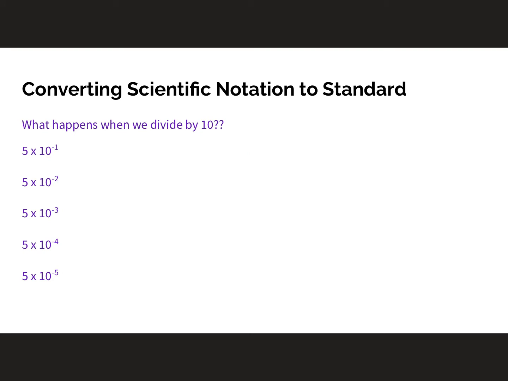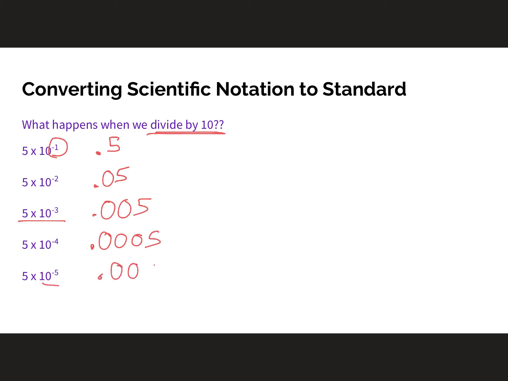So what happens if we divide by 10? Well, 5 divided by 10 becomes 0.5. Remember that negative exponents mean dividing. 5 divided by 10 twice is 0.05. 5 divided by 10 three times is 0.005. By 4 times, 0.0005. 5 times is 0.00005. Once again, I keep moving my decimal point. In this case, I move it to the left. I'm moving my decimal to the left.